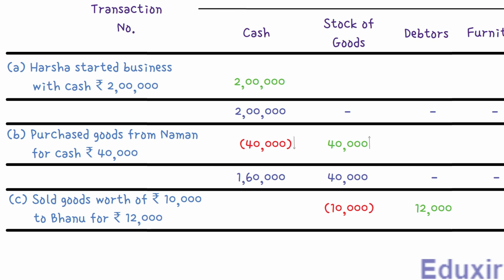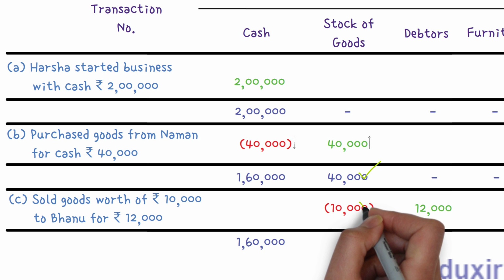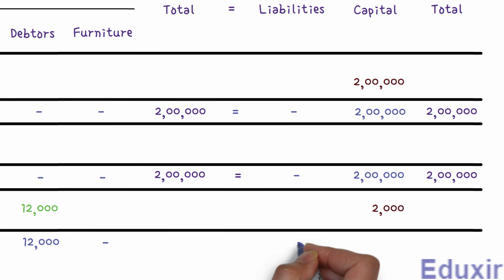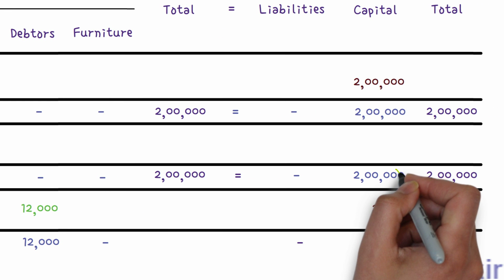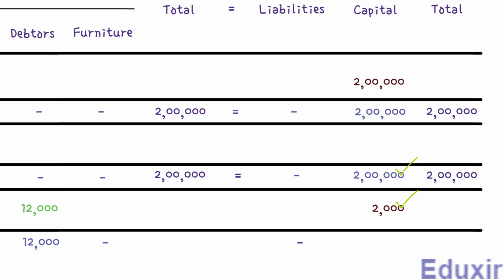So, after this transaction, the cash available with the business will still be 1,60,000 rupees. From 40,000 rupees worth of goods, if we subtract 10,000 rupees worth of goods, the business will now have 30,000 rupees worth of goods. The business now has 12,000 rupees worth of debtors. No furniture yet. No liabilities yet. To the existing capital of 2 lakh rupees, if we add 2,000 rupees, the capital will now be equal to 2,02,000 rupees.